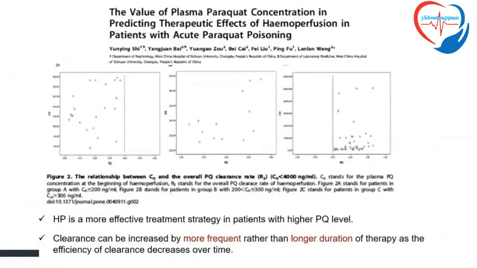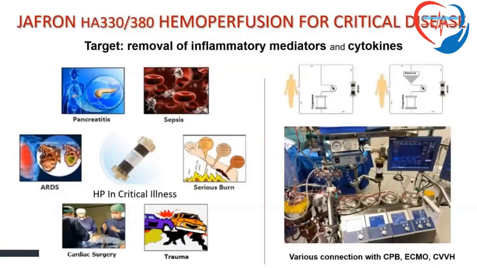Again, this is another study, for paraquat poisoning, where the clearance was much higher with short repeated sessions compared to one long extended session. And that also led to the possibility of considering that cytokines and other inflammatory mediators can be a target for removal in sepsis, burns, trauma, cardiac surgery, ARDS, and pancreatitis.